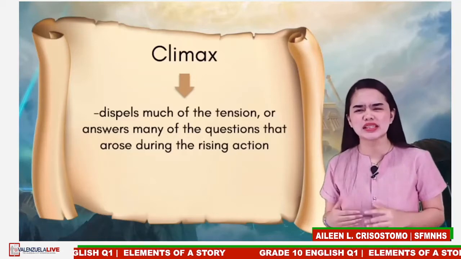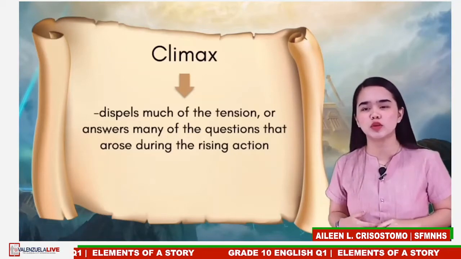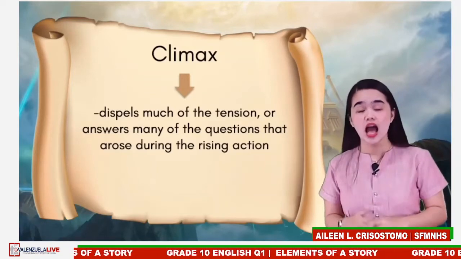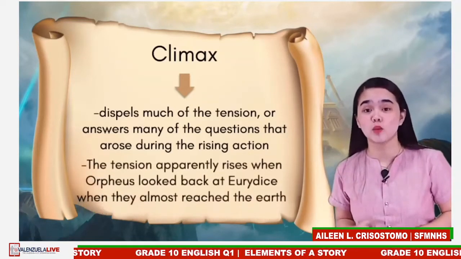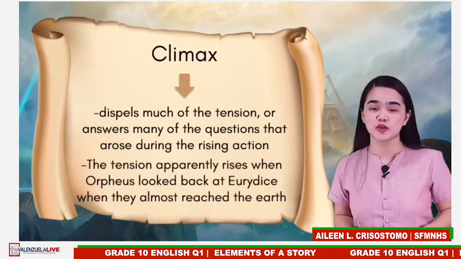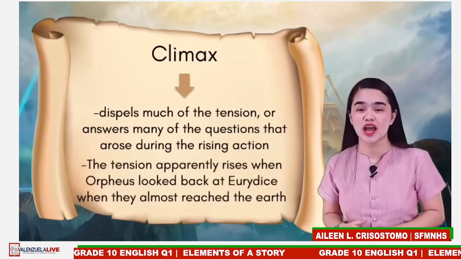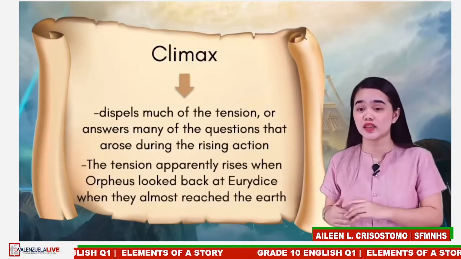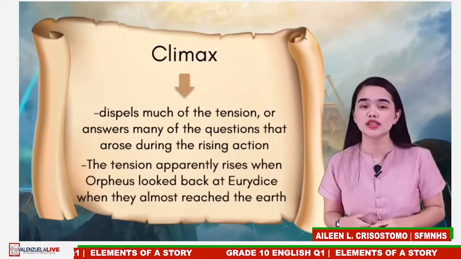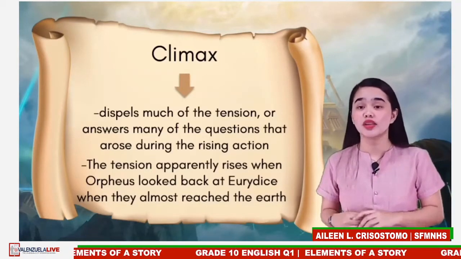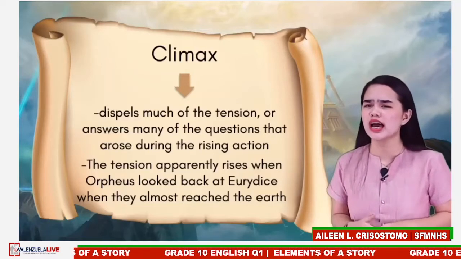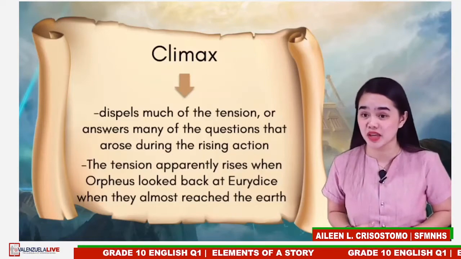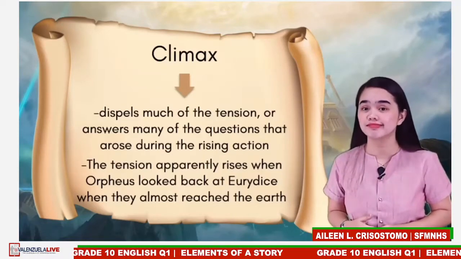Here we became excited to find out if Orpheus would be able to successfully bring his wife back to the underworld. The tension apparently rises when Orpheus looked back at Eurydice when they almost reached the earth. The fact that this separation occurs at the threshold gives some awesome climactic tension to the story. If Orpheus had turned around halfway through their journey, it wouldn't have been nearly as upsetting, don't you think?